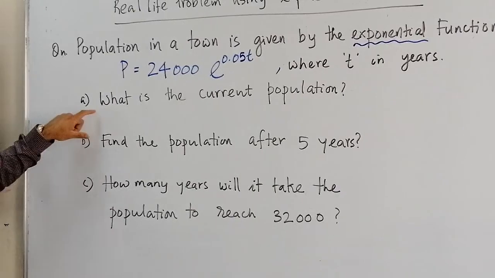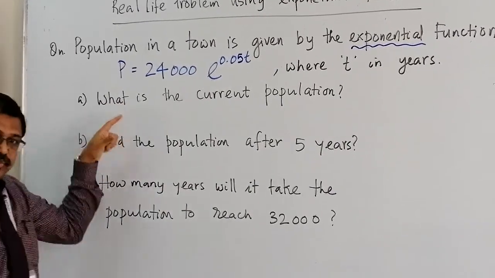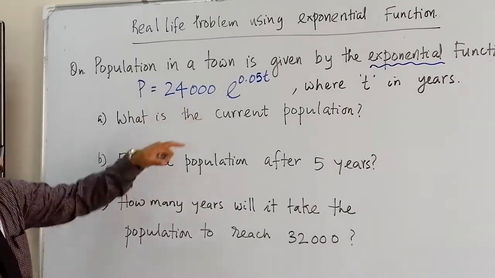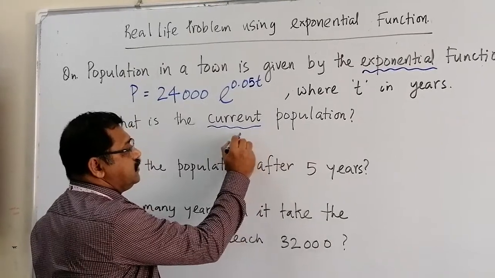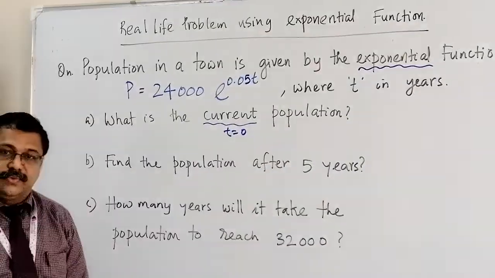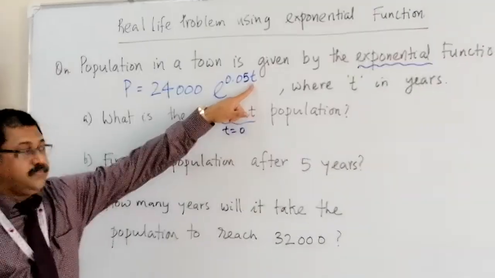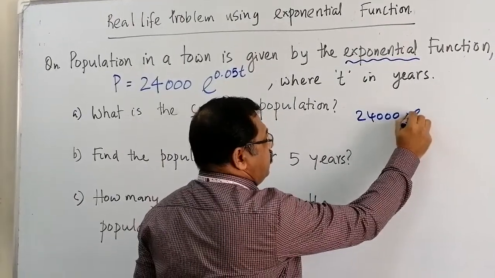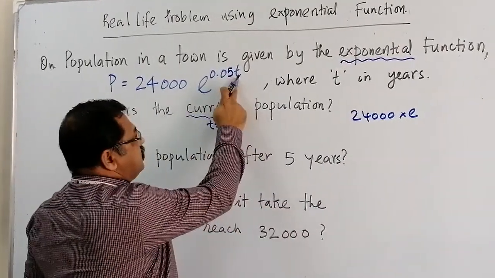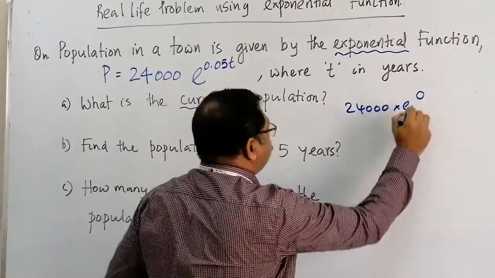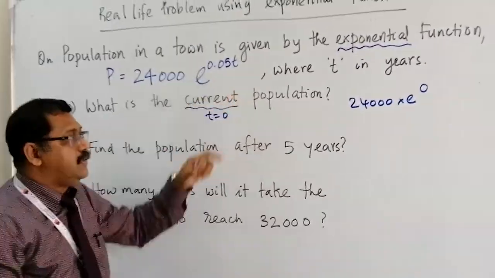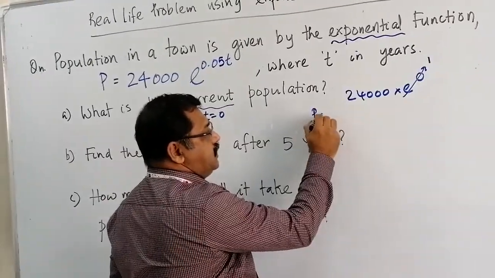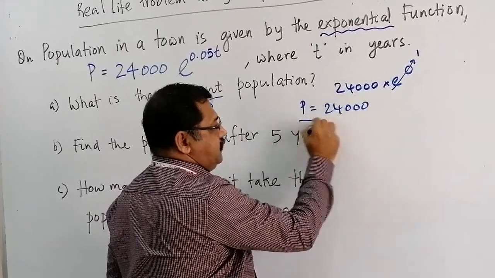So the first question is, what is the current population? What is the population right now? If the current population, we assume t as 0. When t becomes 0 here, 24,000 multiplied by e to the power 0.05 multiplied by 0. And e to the power 0 will be 1. So the current population is 24,000.